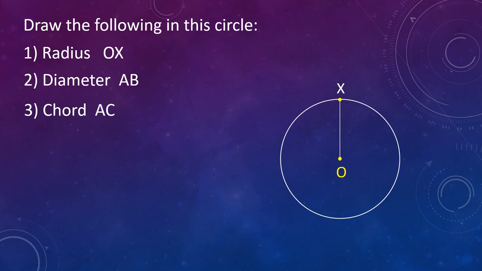Number 2. Draw diameter AB in this circle. Draw a line segment AB whose endpoints lie on the circle which passes through the center of the circle. This line segment AB is called a diameter of the circle. Number 3. Draw chord AC in this circle. Draw a line segment AC like this whose endpoints lie on the circle. So AC is called a chord of the circle.